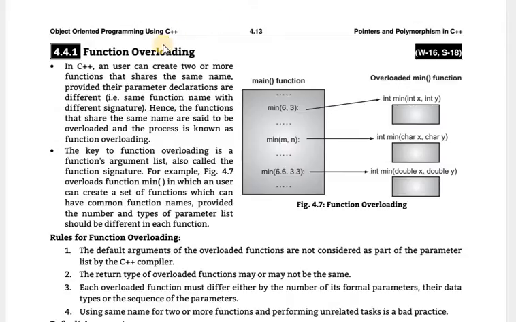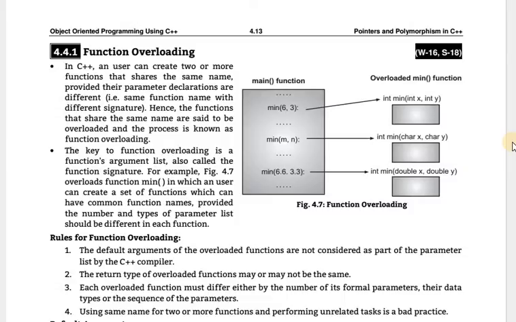Okay, this is the point, function overloading. In C++, a user can create two or more functions that share the same name provided their parameter declarations are different, that is, the same name with different signature. Hence the functions that share the same name are said to be overloaded, and the process is known as function overloading. So what does function overloading mean? We can define two or more functions with the same name, but the working of those functions will be different. Again we can say that the signature of these functions will be different.